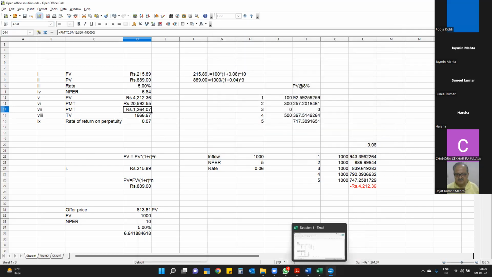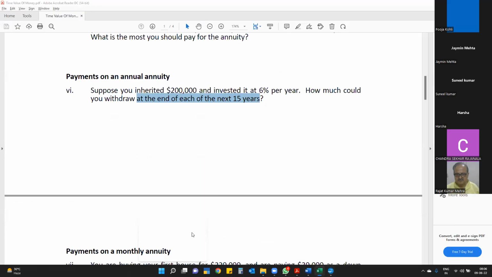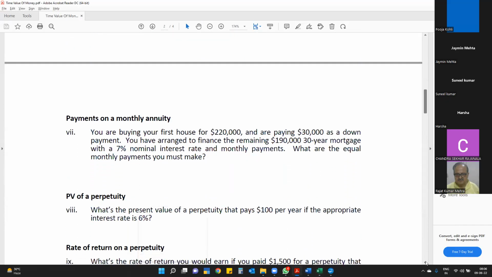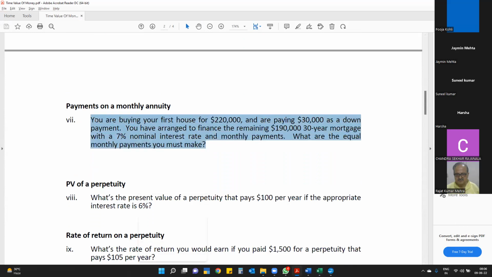Next question is, this type of question came in my exam. This one, number 7. You are buying a house, an investment in the project with a down payment, and want to calculate the EMI. So I have to pay 190,000 on a 30-year mortgage with 7% nominal interest rate and monthly payments. What are the equal monthly payments you must make? Please try yourself. Then I will tell the easy way. Please give the answer in the chat box.